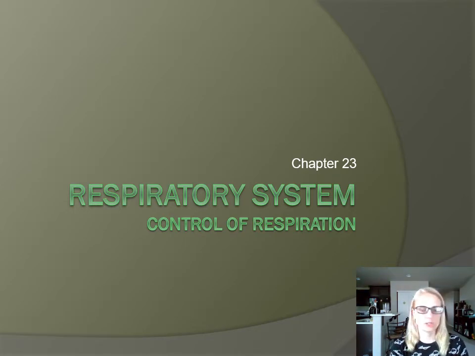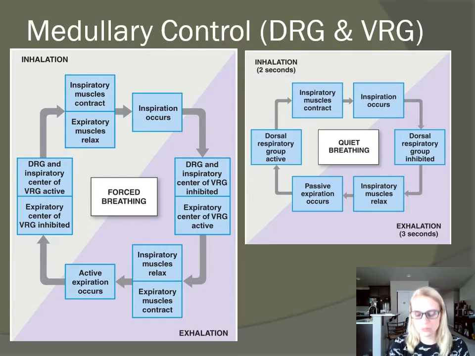This lecture is going to cover the control of respiration. So we're going to have to go back into the brain and spinal cord and some of those structures to take a look at how our diaphragm, our major respiratory muscle, is controlled both voluntarily and involuntarily. It's kind of a cool design. So first we're going to take a look at the respiratory centers in the brain.